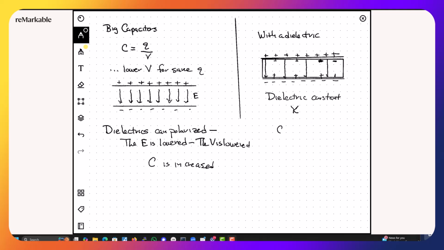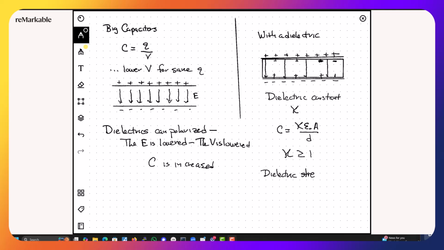For a capacitor with a dielectric, the C would be kappa epsilon naught A over D, and kappa is typically greater than or equal to 1. So the better the dielectric, the bigger the kappa. So that's a beautiful thing. You can just find some material that has the right properties and put it in there and it raises the capacitance.